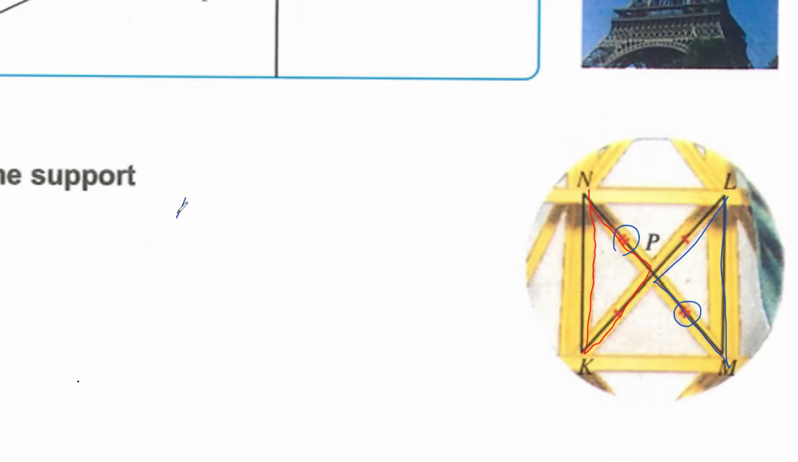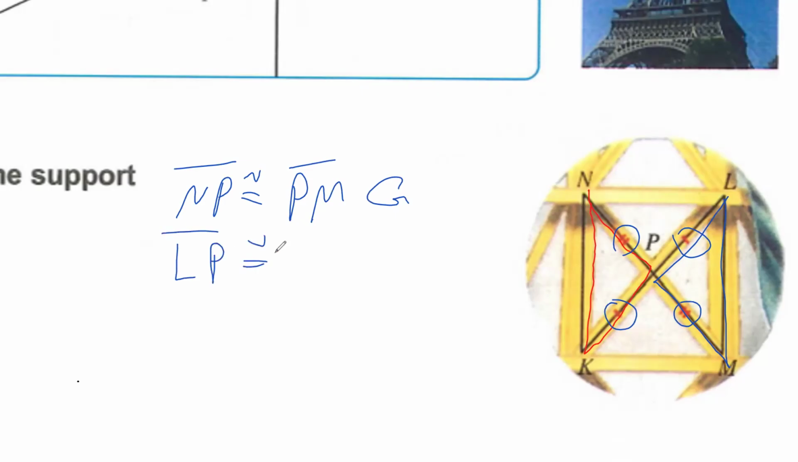So in this case I can say NP is congruent to which one? Don't forget the line. To PM. Why? Because it's already given. He gave me two lines on it. Then I have one line here and one line here. So that means LP is congruent to what? To PK. How do I know this one also? Again, it's given.